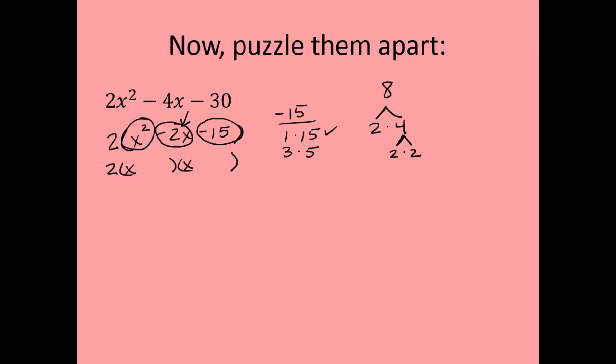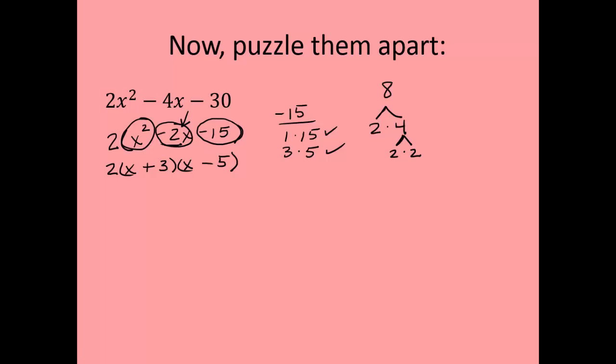Does this subtract to make 2? No. Does this subtract to make 2? Yes. So now we have to figure out which one to make negative. But one of them is a 3 and one of them is a 5. If we want them to add together to give us negative 2, then the bigger one must be negative. Because if the 3 was negative and the 5 was positive, that middle term would be positive 2x.